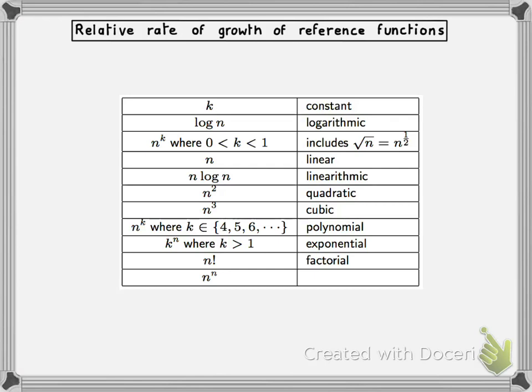So in this table, the leftmost column is a list of reference functions, g of n. Each row corresponds to a separate reference function. Now the rightmost column is simply the common name given to these reference functions. So for example, the function g of n equals k. Since that function does not depend on n, it's a constant, and so it's called a constant function. As you remember, the function logarithm base 2 of n is called the logarithmic function, and so on and so forth.